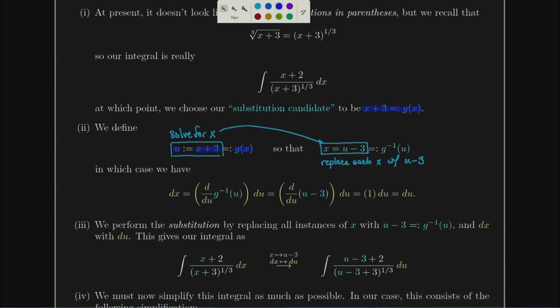The only tricky part is saying, okay, there is a dx term here. What do we do with dx? Well, let's think about it. We can replace x with u minus 3, so we're really taking d of u minus 3.